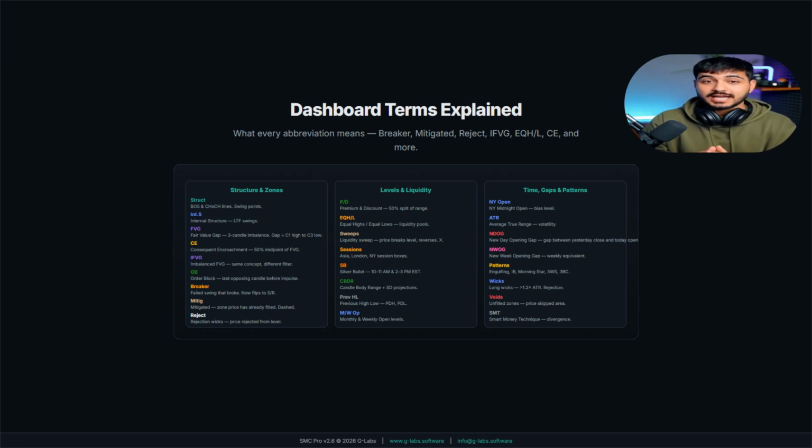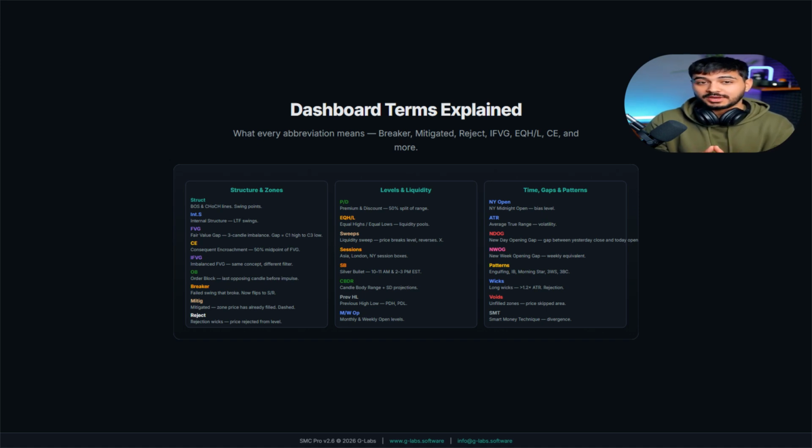That's where institutions entered. Breaker is a failed swing. Price broke through it, then reversed. The old support becomes resistance or vice versa. Mitig shows mitigated zones. Zones price has already touched and filled. Shown dashed. Reject shows rejection wicks. PD is premium and discount. EQHL is equal highs and equal lows, liquidity pools.